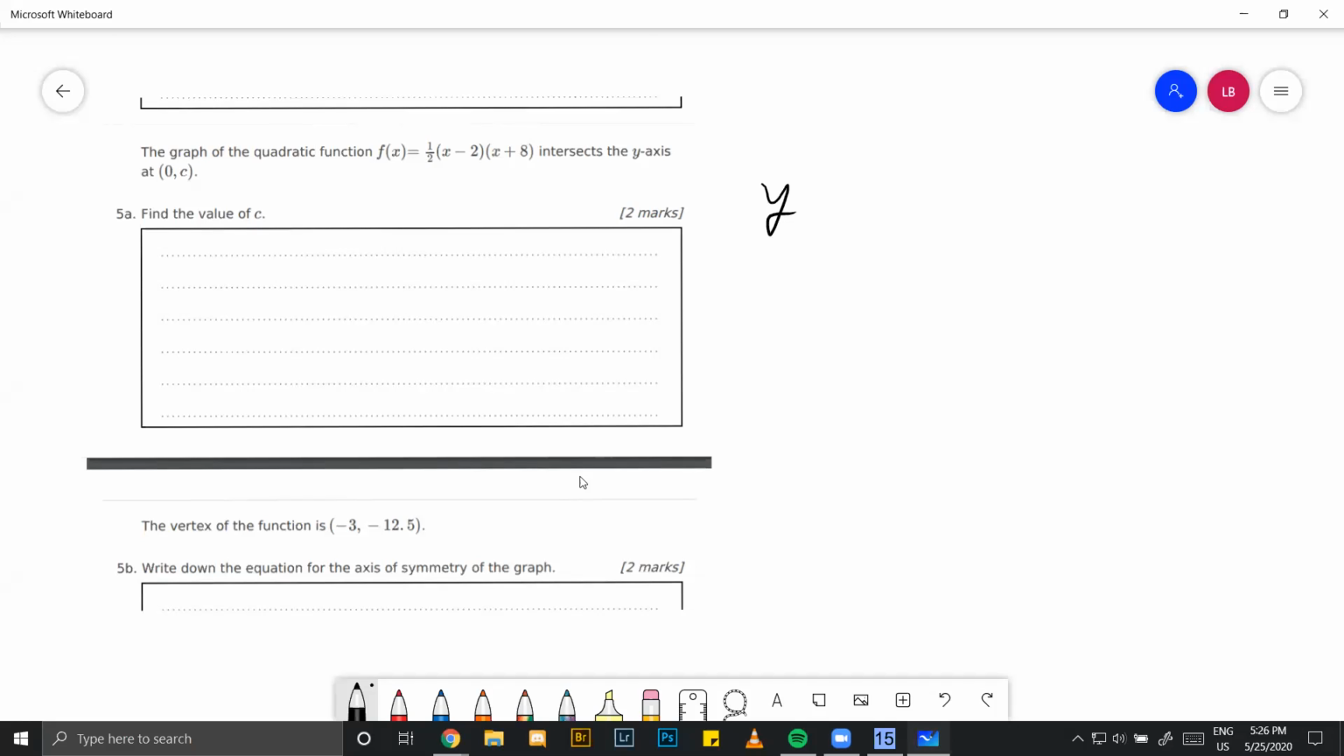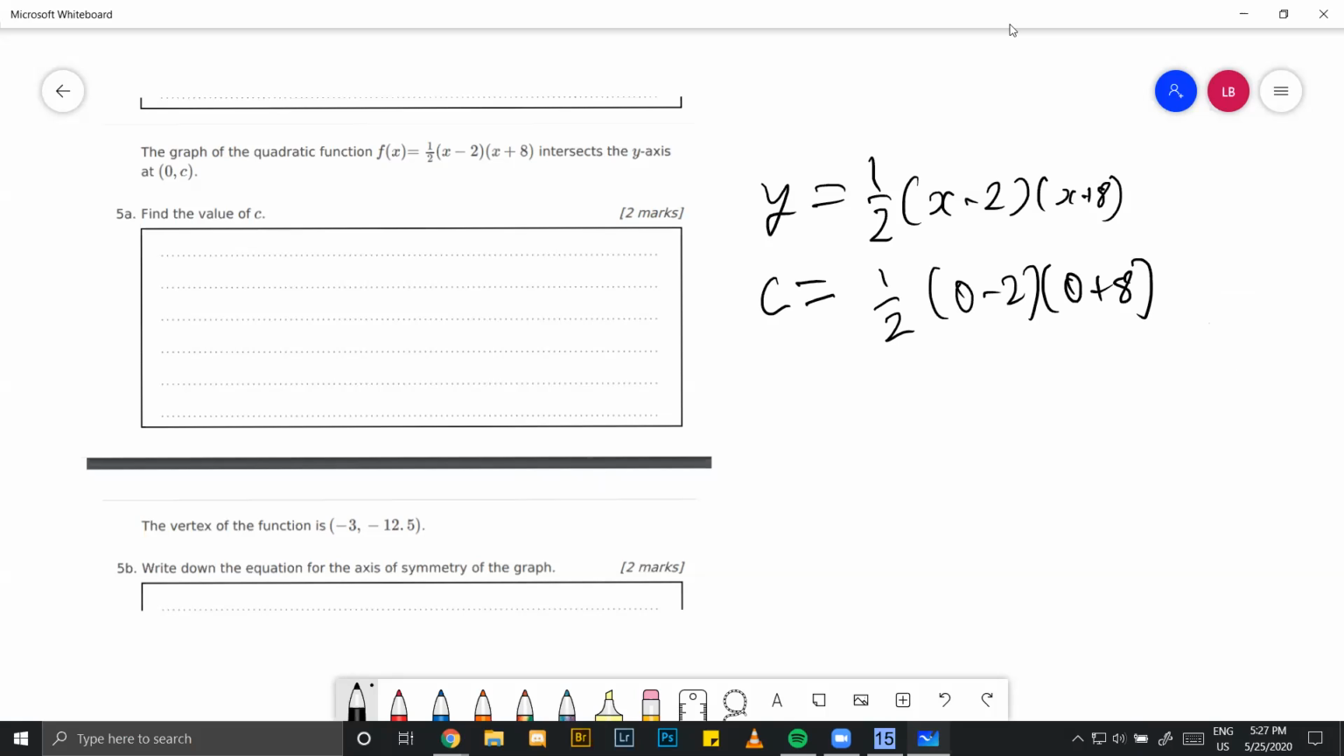So let's think about f of x equal to half x minus 2 x plus 8. How would you graph that? You would know that y is equal to half times x minus 2 times x plus 8. That means the y coordinate is equal to that expression. So if you had some value 0, c, to figure out what c is, you plug in this coordinate and solve for c. We know the x coordinate is 0, and the y coordinate is c. So c is equal to half times 0 minus 2 times 0 plus 8.